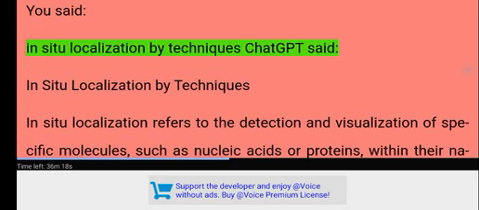You said: In situ localization by techniques. ChatGPT said: In situ localization by techniques.